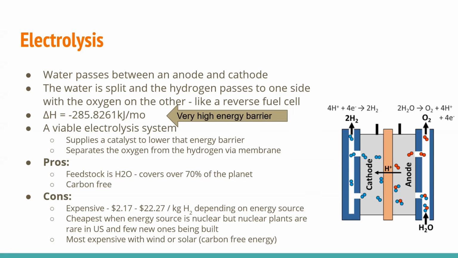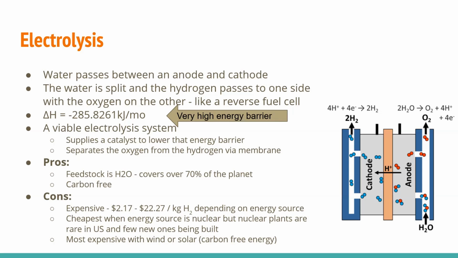As I said, the pros to this method is that the feedstock is water, and you get water back. So it's completely carbon-free, potentially, depending on your energy source. The cons for this method, it can vary a lot. The government's target price for hydrogen production is less than $2 per kilogram. At the cheapest, it can be pretty close to that, $2.17, but it can go as high as like $20 a kilogram, which is currently just not economically viable.